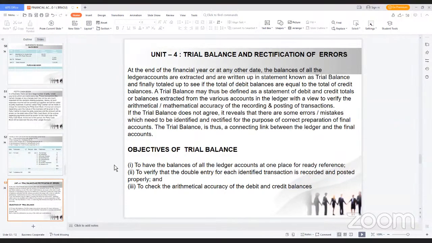Next is the trial balance and rectification of errors. Just now I have shown all the subdivisions of books. At the end of the financial year and other dates, the balances of ledger accounts are extracted and written up into a statement. That is a trial balance. We have bills receivable, sales, cash, all the things we made up. Whatever amount is issued and used, you will write in one book.